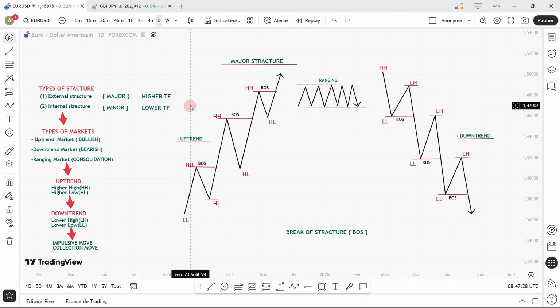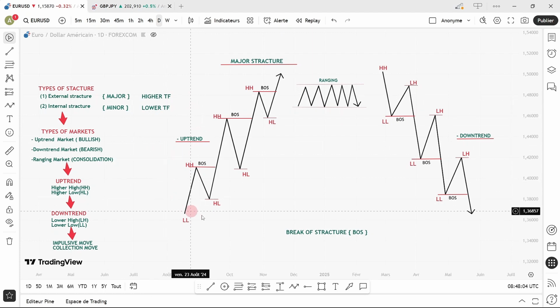And there is the internal structure or minor structure, which is usually found in lower time frames like 1 hour, 30 minutes, 15, down to even 1 minute. These internal structures are enclosed and embodied within the external or major structure. I would say it is just like a shadow of the external or major structure.